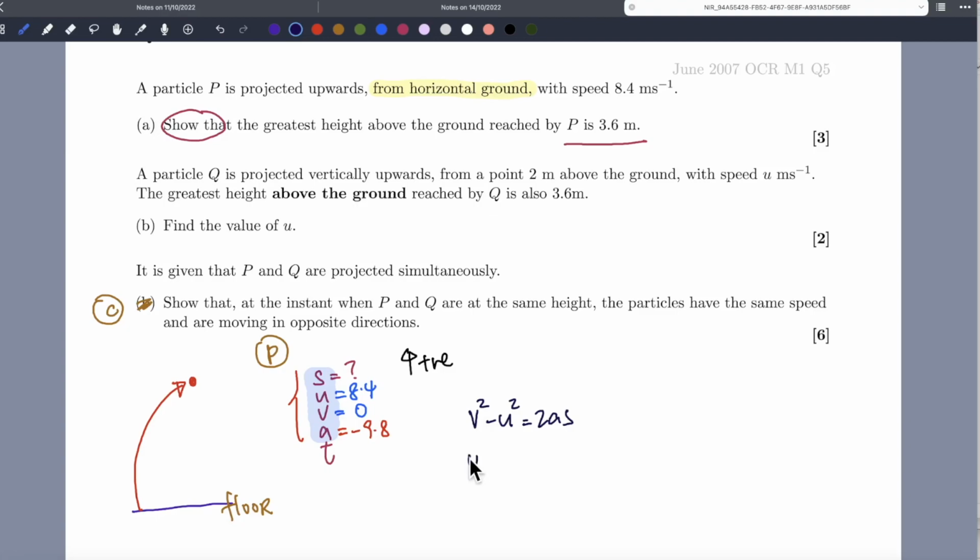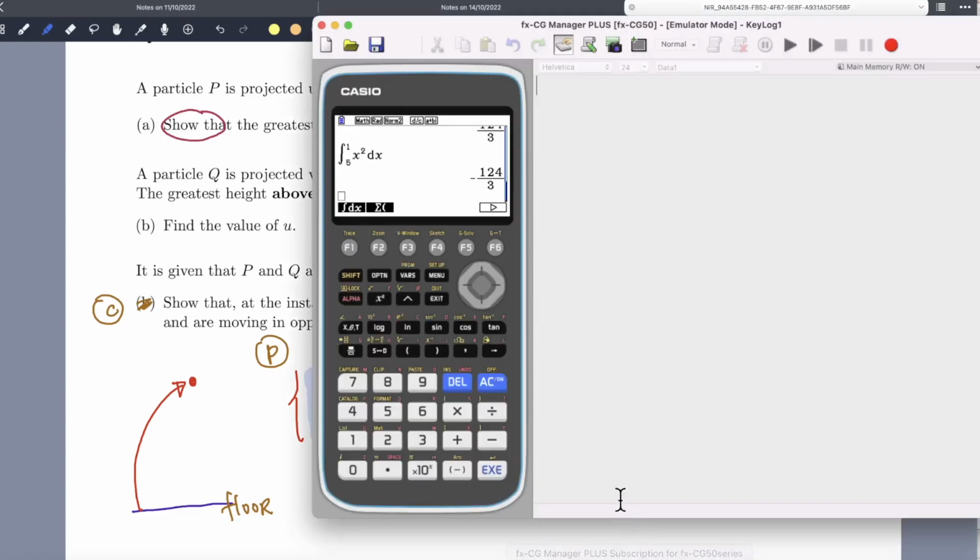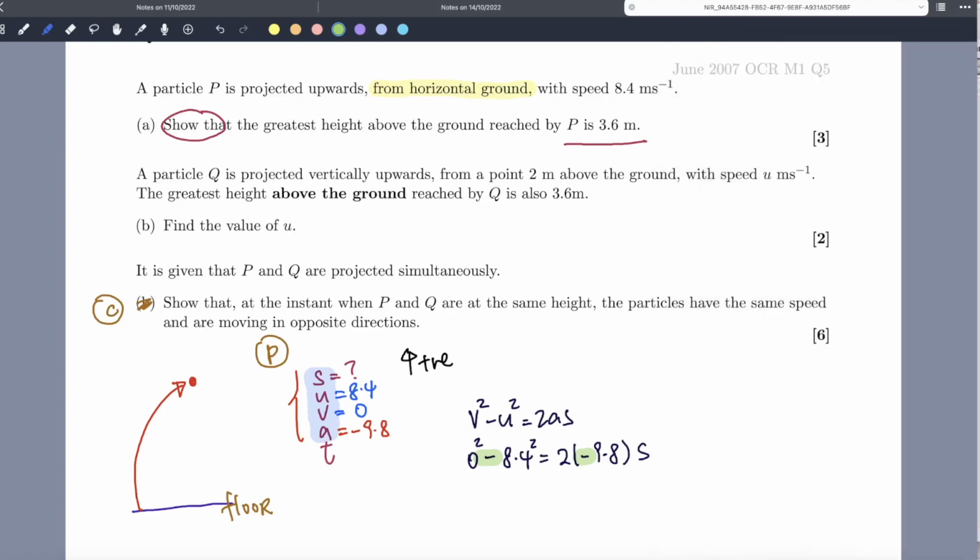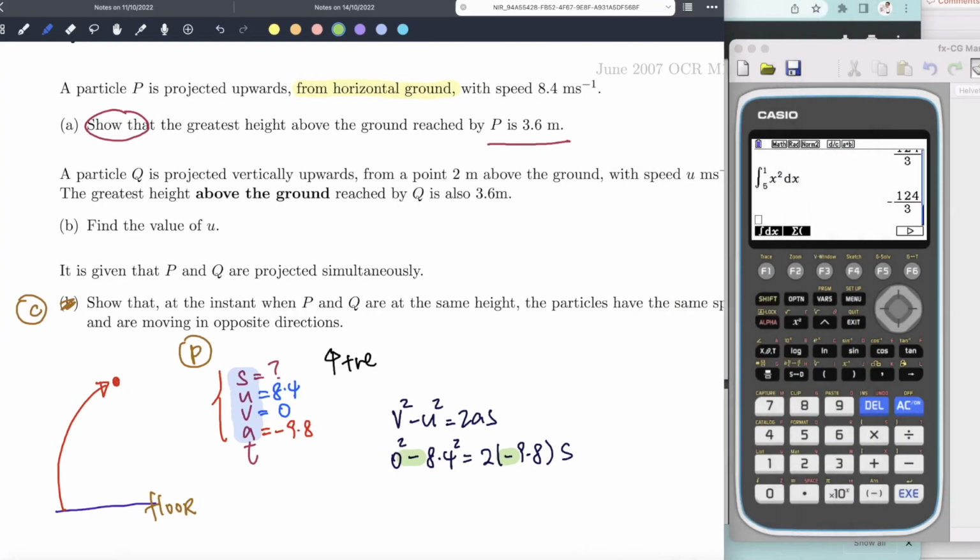Meaning that 0 squared minus 8.4 squared is 2 lots of minus 9.8 times S. Notice that the 2 negatives in your algebra will cancel out. So what you are left with on your calculator is a simple calculation: 8.4 squared divided by 2 lots of 9.8. And if you put it in a calculator, we are hopeful that we get 3.6 as the answer. So that's the first part.